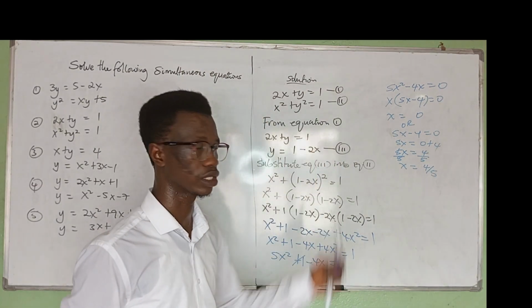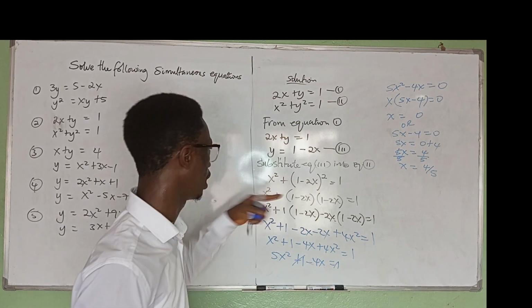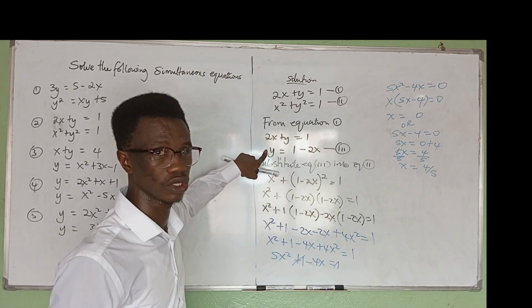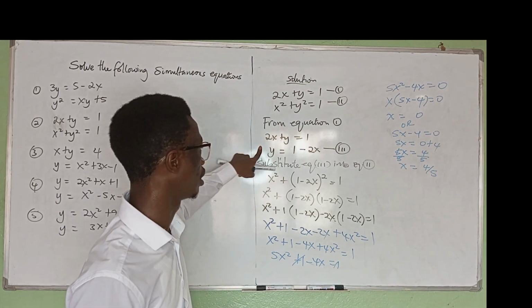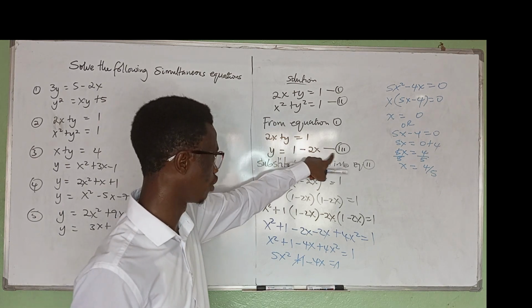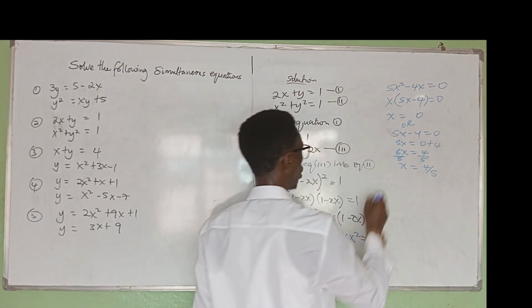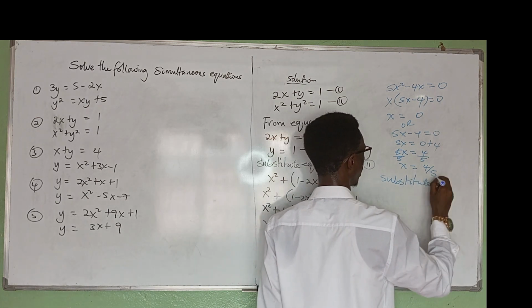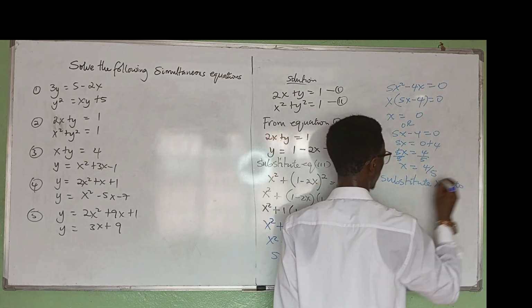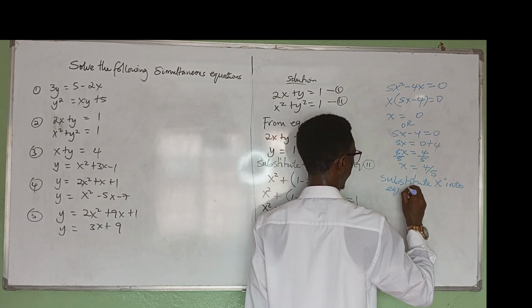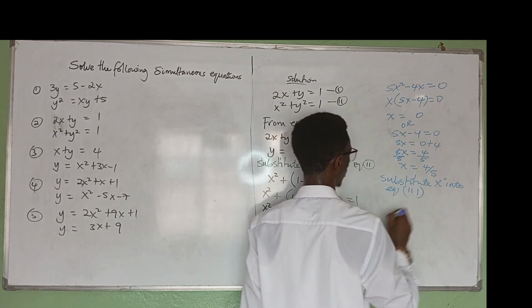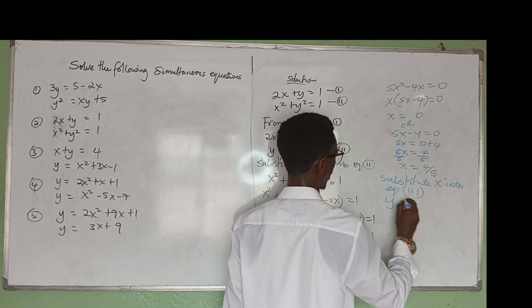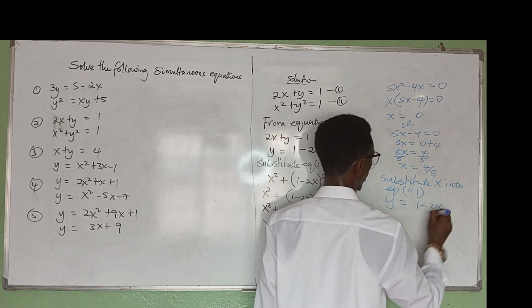So that's just for x. We need y. But remember, we made one of the variables the subject, which gave us equation 3. So substitute x into equation 3. Remember, equation 3 says y equals 1 minus 2x.